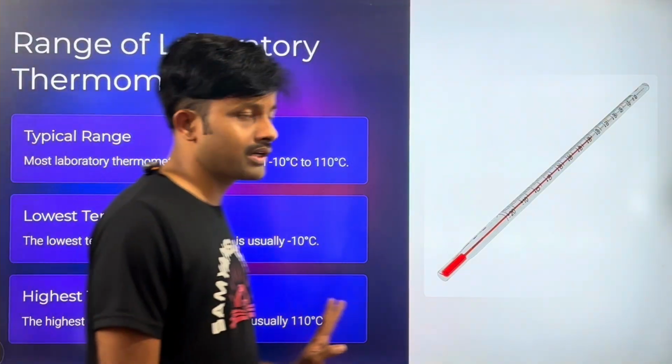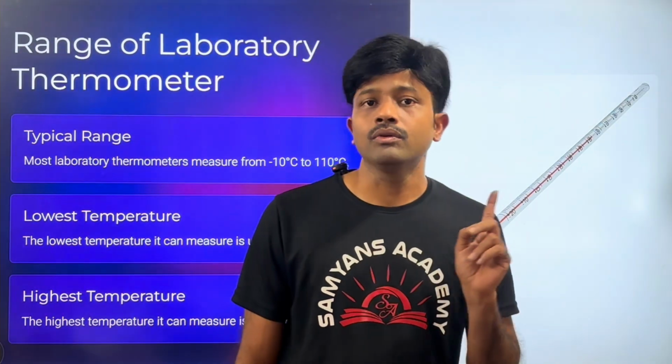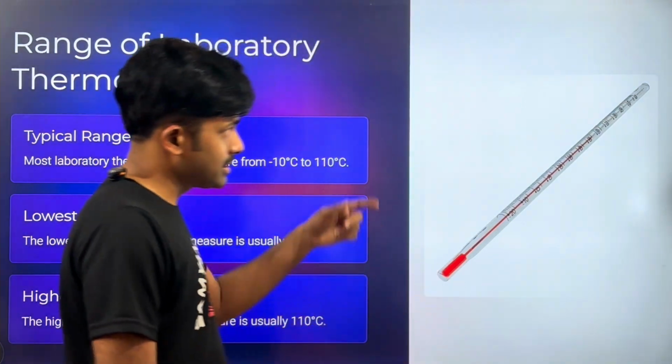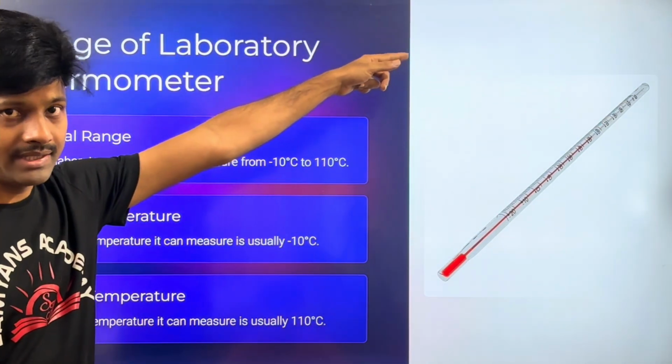Okay, what is the range of the thermometer? Minus 10 to 110 degrees Celsius. The lowest temperature we can measure is minus 10, and the highest temperature we can go up to is 110 degrees Celsius.